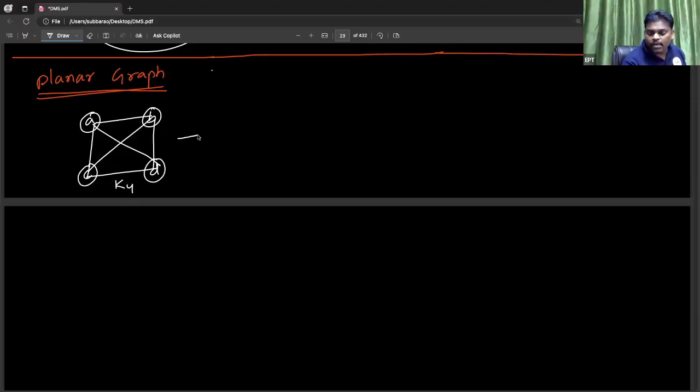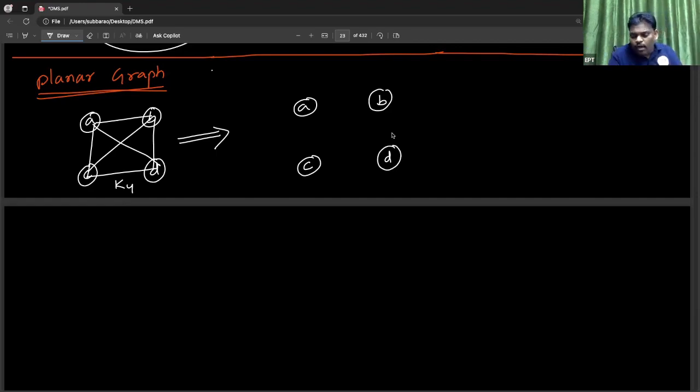Now see the answer. Everyone observe. Take all the vertices as they are. Topic name is planar graph. I took K4. See what is happening. In the given graph, whatever vertices are there, take them as they are. Now you have to shift all the edges from the left graph to the right graph.